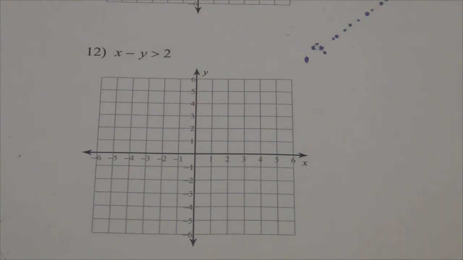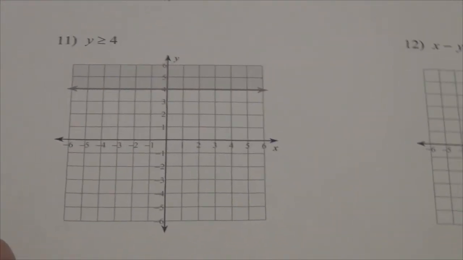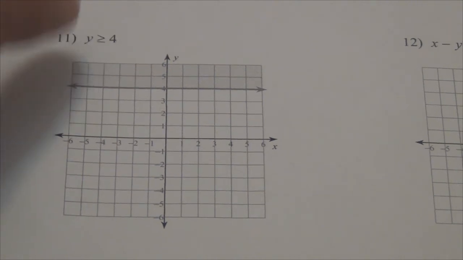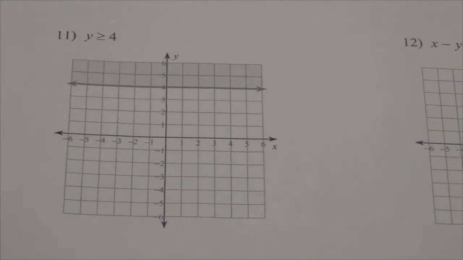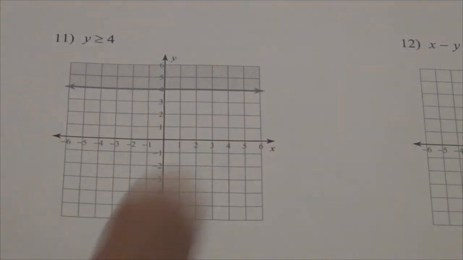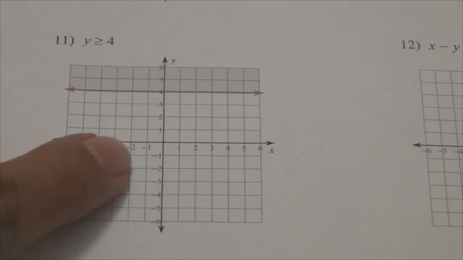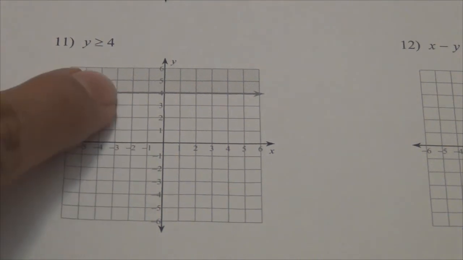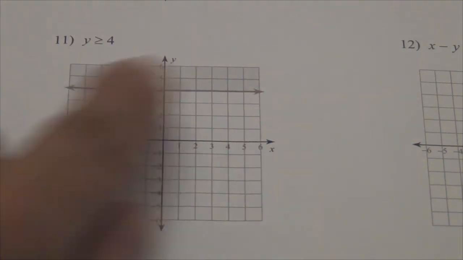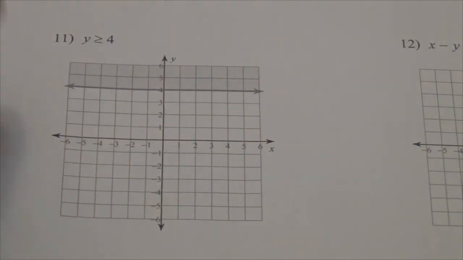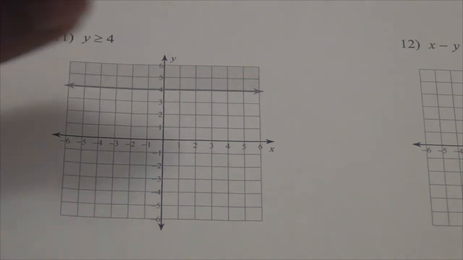Okay, good job. Now let's see what you would have gotten. So for y greater than or equal to 4, it's going to be a solid line, horizontal, because if x is -1, y is 4. If x is -2, y is 4. If x is -3, y is 4. So the same thing. Put the arrowheads, label the line, and since it's greater, we're going to shade above the line.